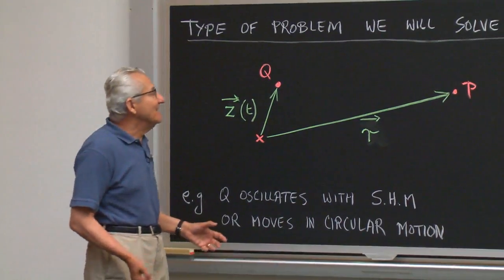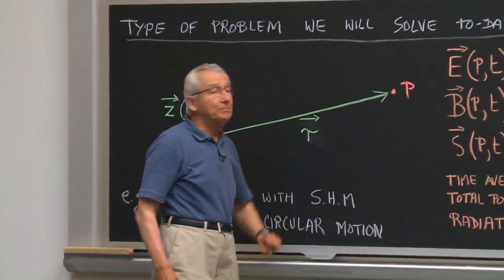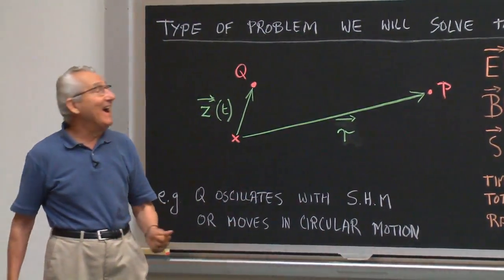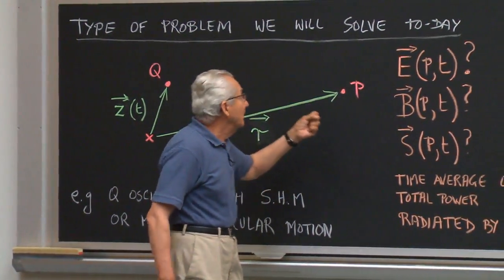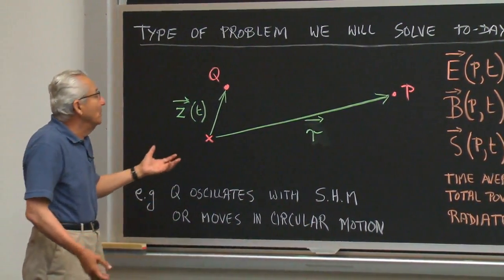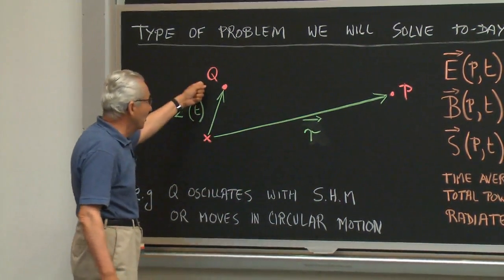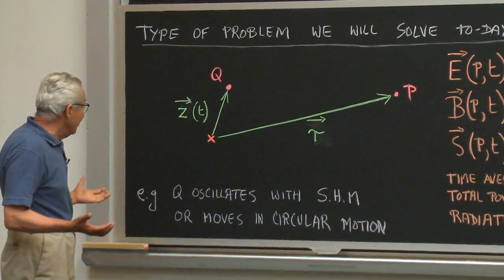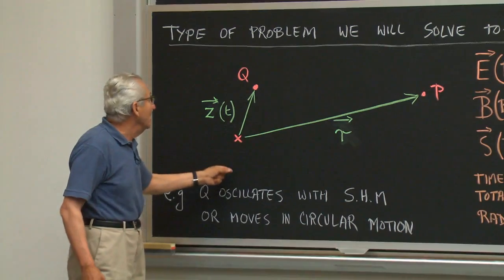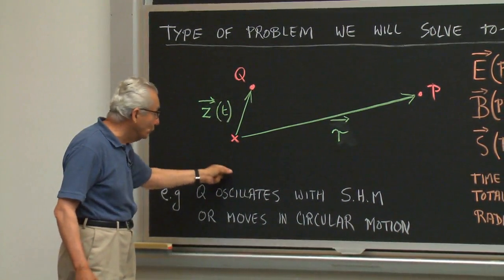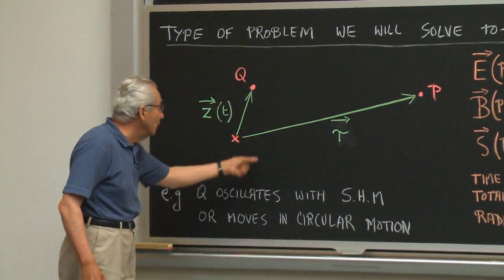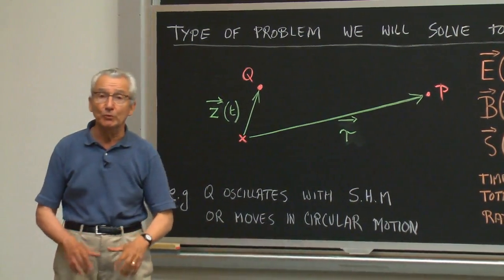And the problem is, somewhere in space, at a point P, what is the electric field, what is the magnetic field at all times? That's the problem. Now, the differences between different particular problems will be where we are, how the charge is moving, etc. In particular, we will consider problems where this charge is oscillating with simple harmonic motion along a line, and then another problem where it's rotating with uniform velocity, but in principle we could be doing anything.